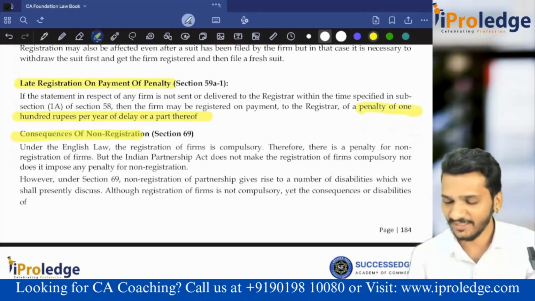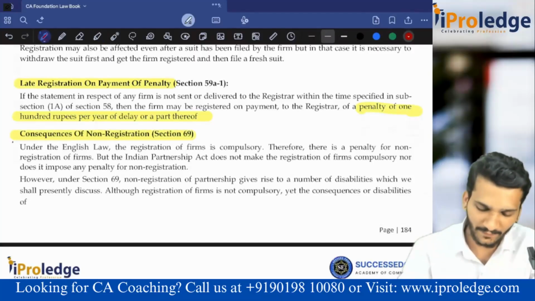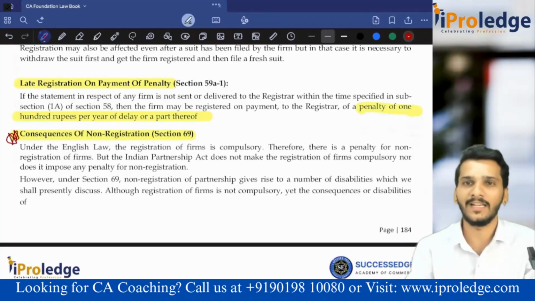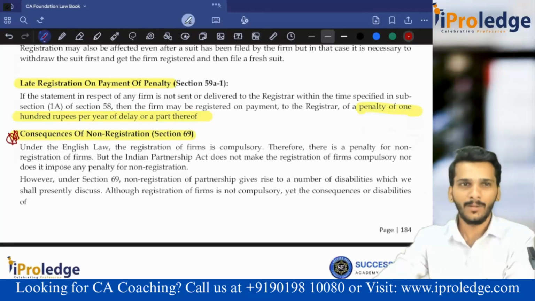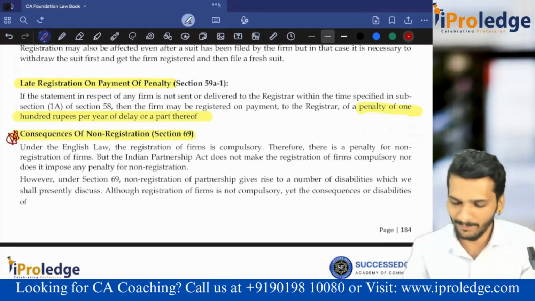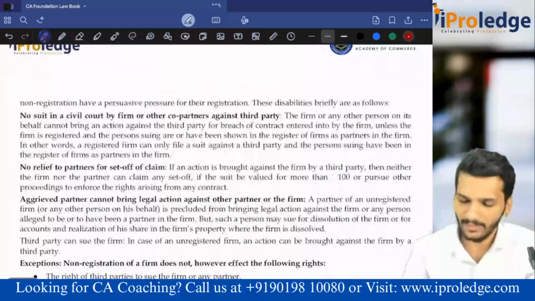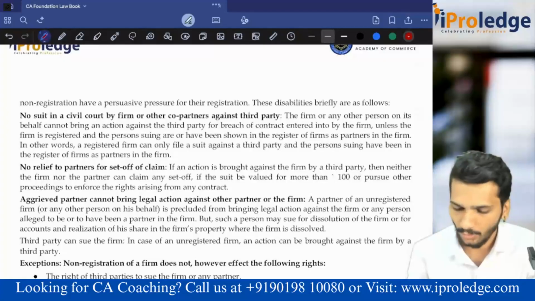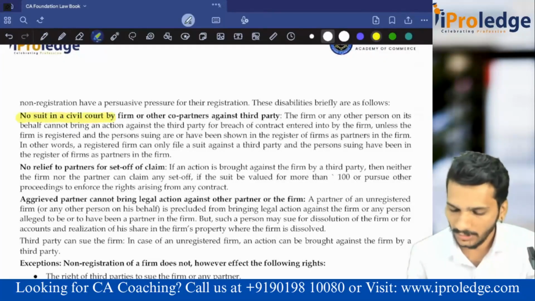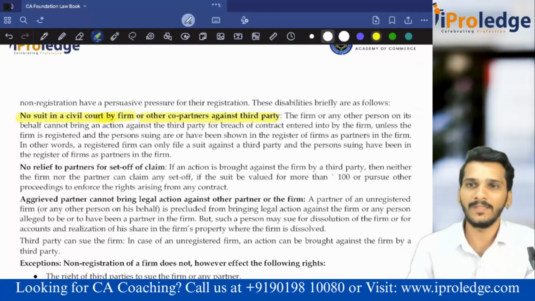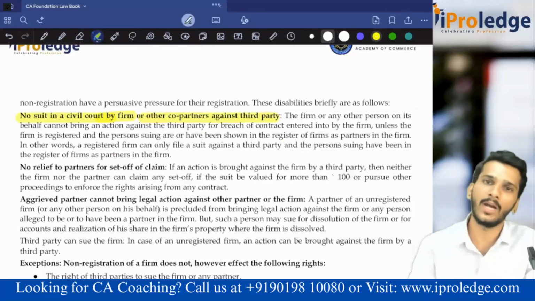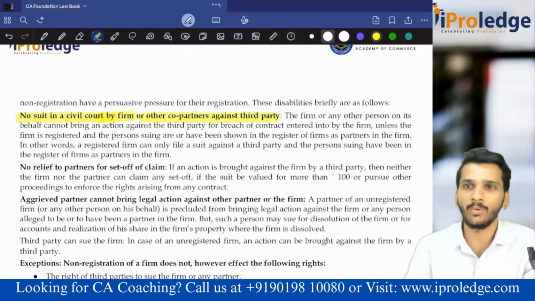So if it is not registered, this is important. What is the consequence of not registration? I was earlier telling it is not mandatory to register, but what are the disadvantages of non-registration of partnership firm? The disadvantages are no suit in court, civil court by a firm or other co-partners against the third party. That means you supplied any goods and he did not make the payment, third party, then you cannot go. Either you can't go, your partners also can't go to the court.